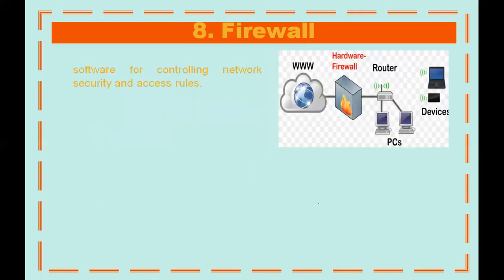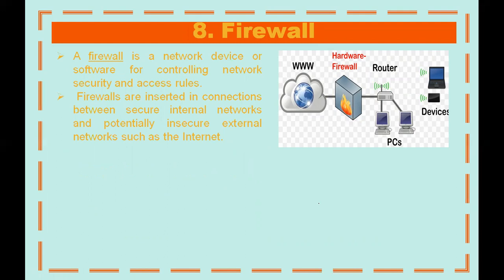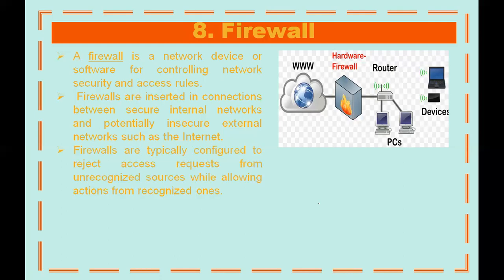Next comes the firewall. A firewall is network software for controlling network security. Mainly for the protection of data and to stop unauthorized users from accessing your network, firewalls are inserted in the network. Firewalls are configured to reject access requests from unrecognized sources, so it allows only recognized sources. That plays a vital role against cyber attacks.